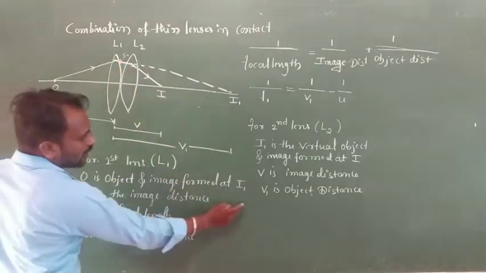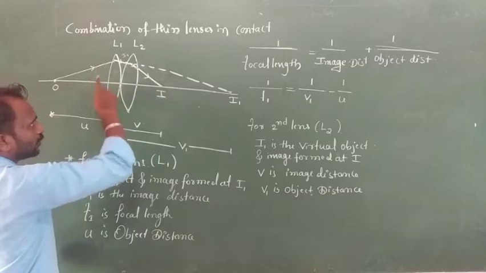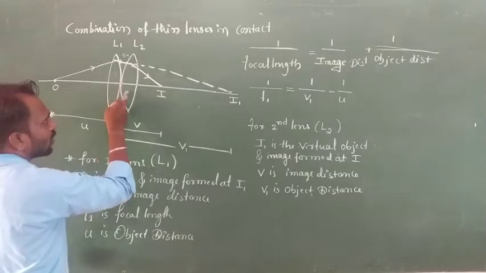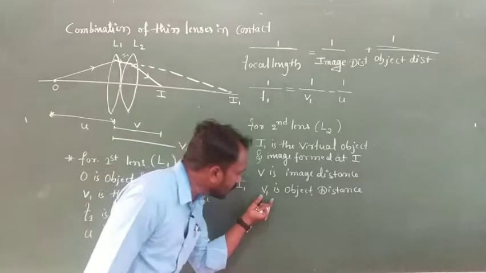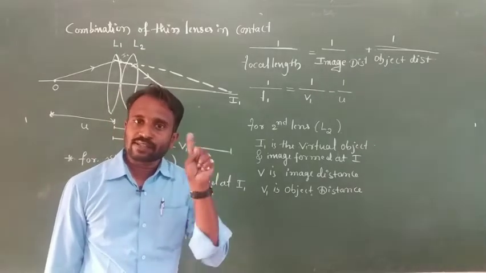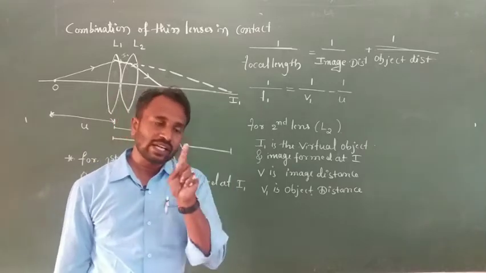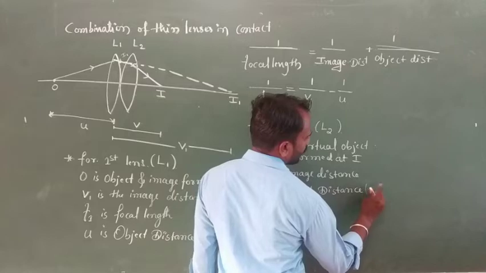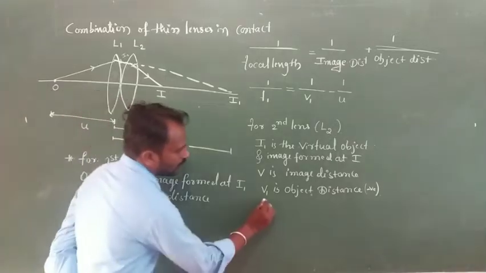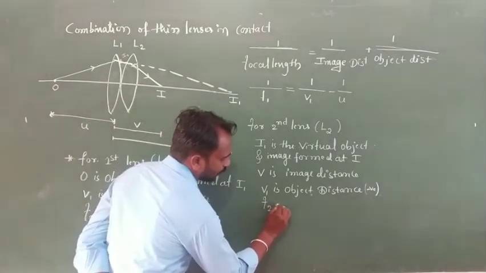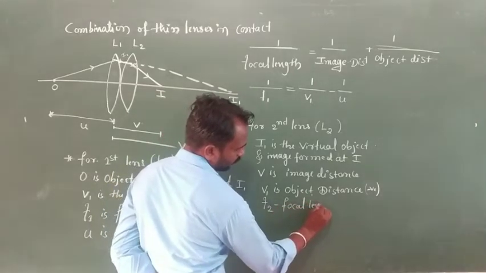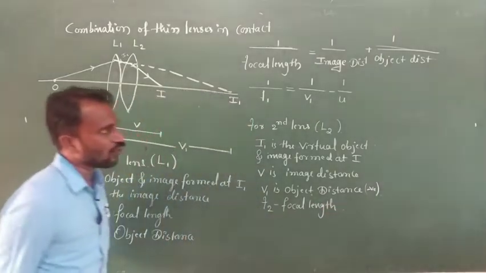Why negative? Because I1 is formed on the backside of L2, so it is a virtual object of the second lens. So the V1 distance is negative. For the first lens, V1 is positive; for the second lens, V1 is negative, according to sign convention. And f2 is the focal length of the second lens.